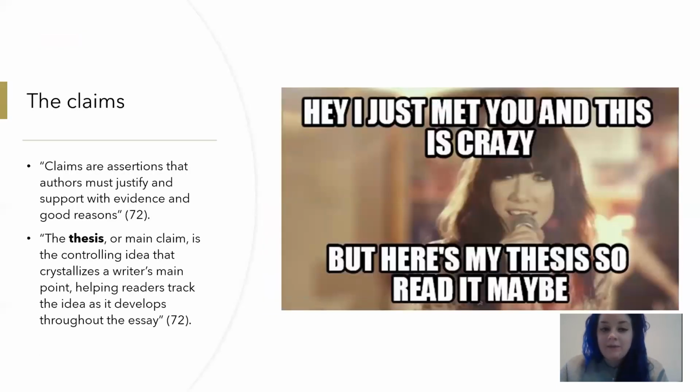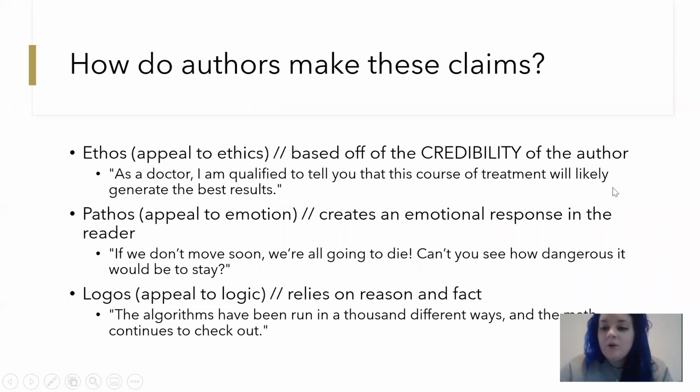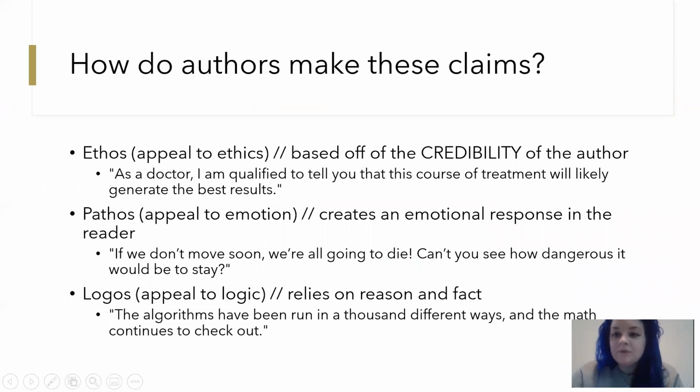So claims. Claims are assertions that authors must justify and support with evidence and good reasons. So you're all probably familiar with the term thesis or thesis statement. This is the main claim or the main point or idea of the article. So the thesis should be stated early on, and then the author will back up that thesis with supporting points throughout the essay or the article or whatever it is that you're reading, okay? So how do authors make these claims?